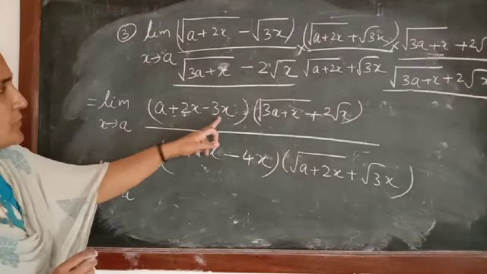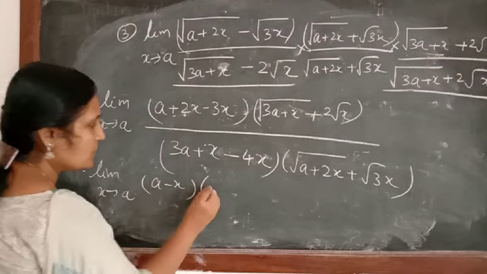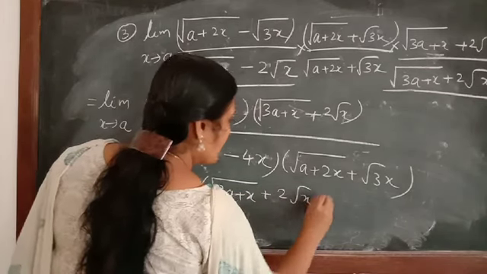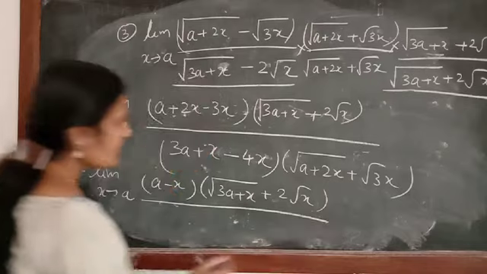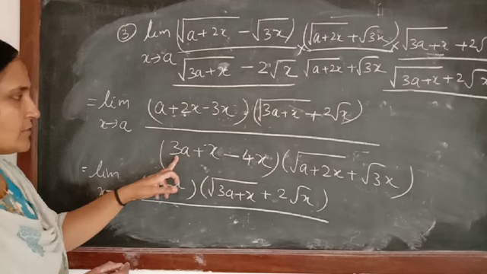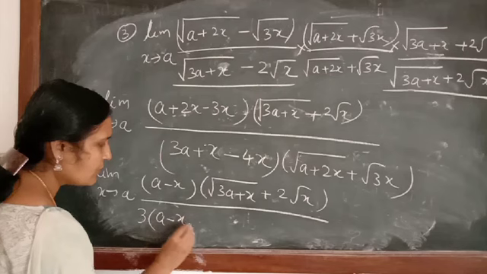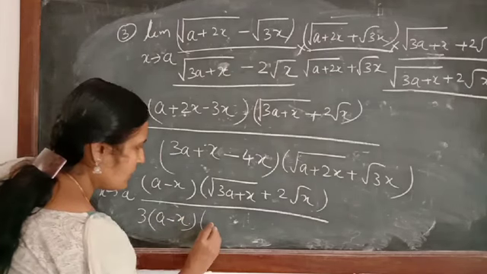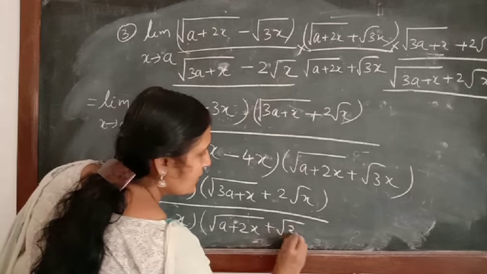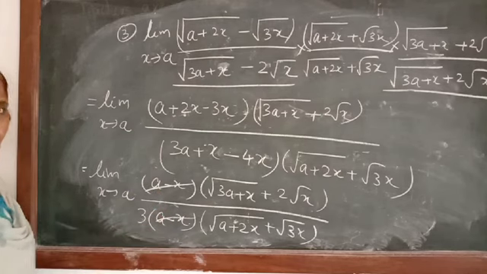So here it will be equal to 2x minus 3x minus x. We will get here (a minus x) into root 3a plus x plus 2 root x, by here 3ax minus 4x, that will be equal to 3x. So 3a minus 3x. Can we take 3 common? Yes, inside the bracket what will come? A minus x. Now the remaining expression is square root of a plus 2x plus root 3x. Now here a minus x and a minus x will get cancelled.